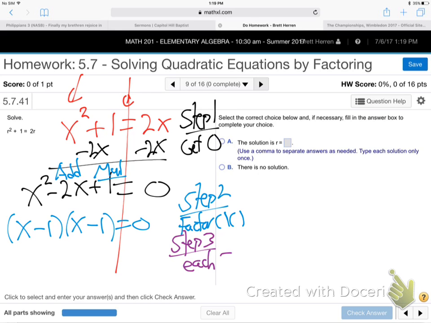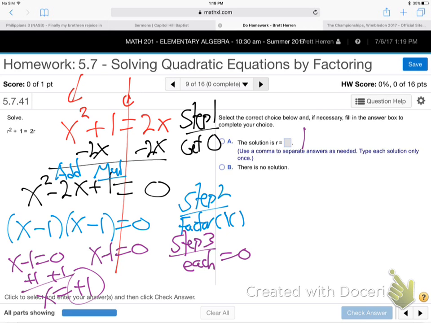Each one gets their own 0. So the first x minus 1 gets a 0, and the second x minus 1 gets a 0. But that's silly. That's the same equation twice. So just solve it once. Add 1 to both sides. X is positive 1. It's going to be the same thing twice. So the answer is just 1. You don't list it twice. It's the same answer. It's just 1.